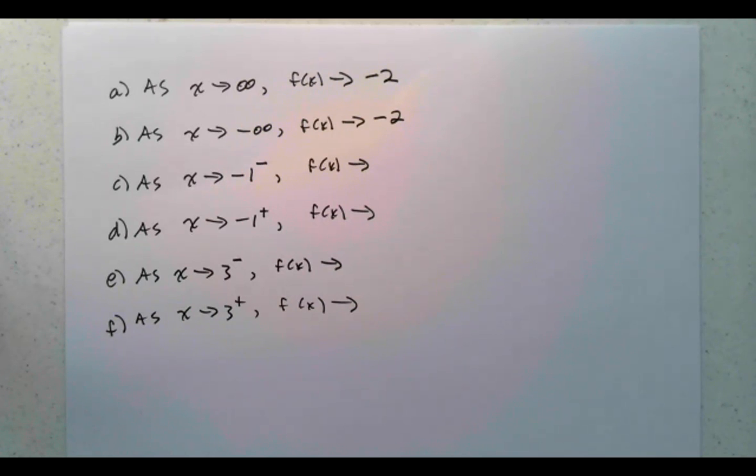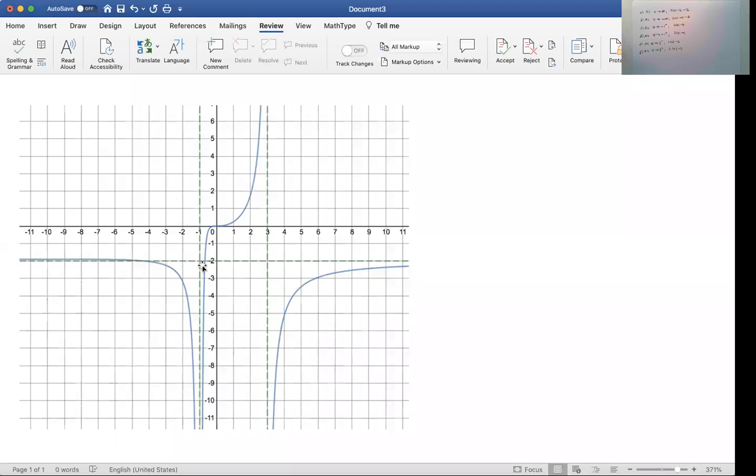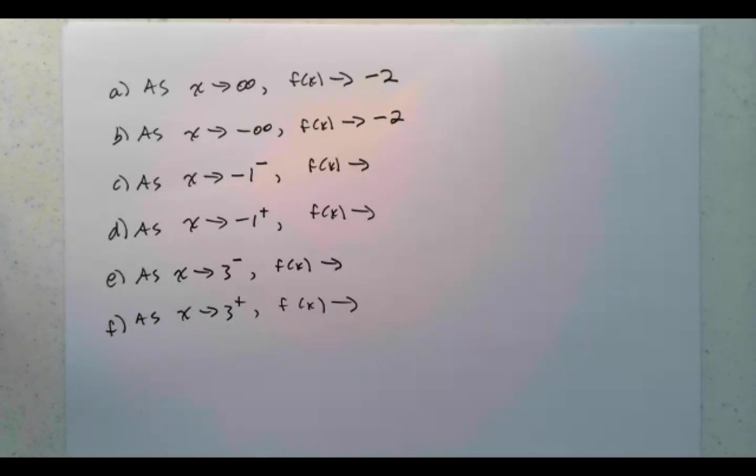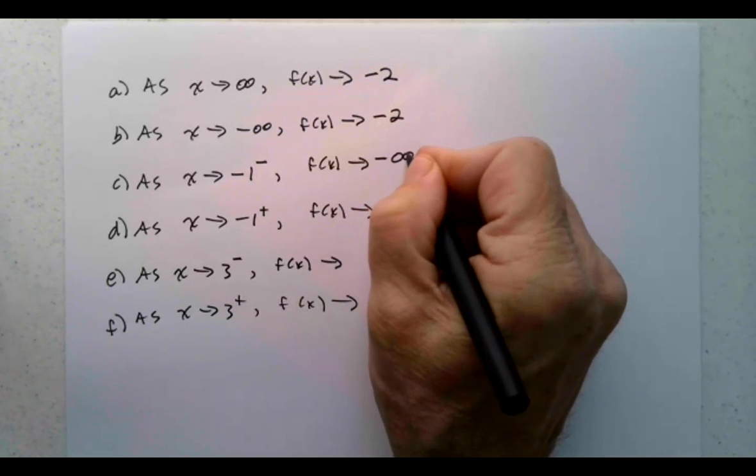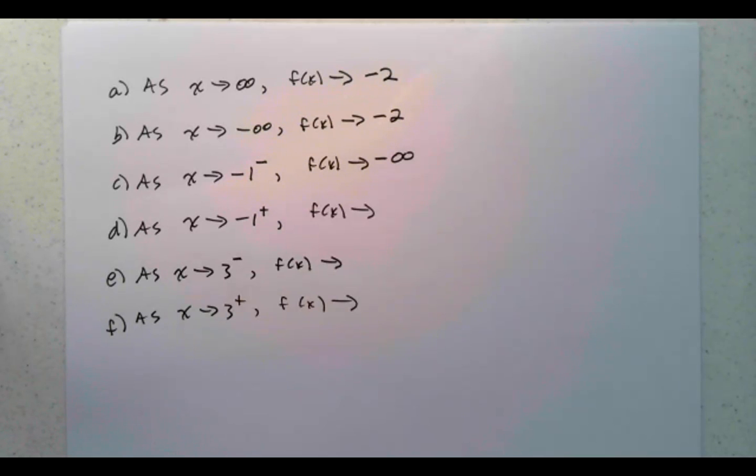X is approaching -1 from the left, to the left of -1. What are my y values doing? To the left of -1, my y values are going down, going down, going down. To the left of -1, the y values are approaching -infinity. As x approaches -1 from the left, the function is heading towards -infinity.